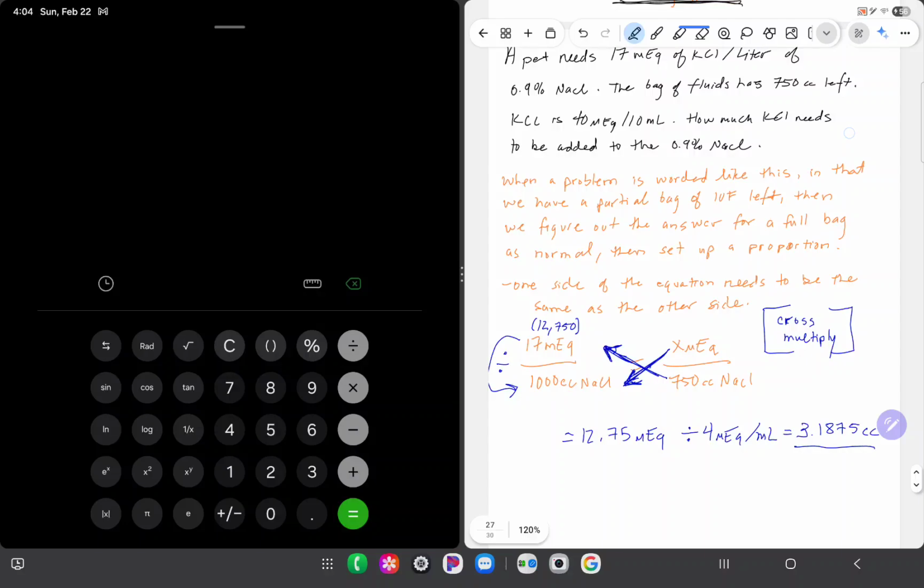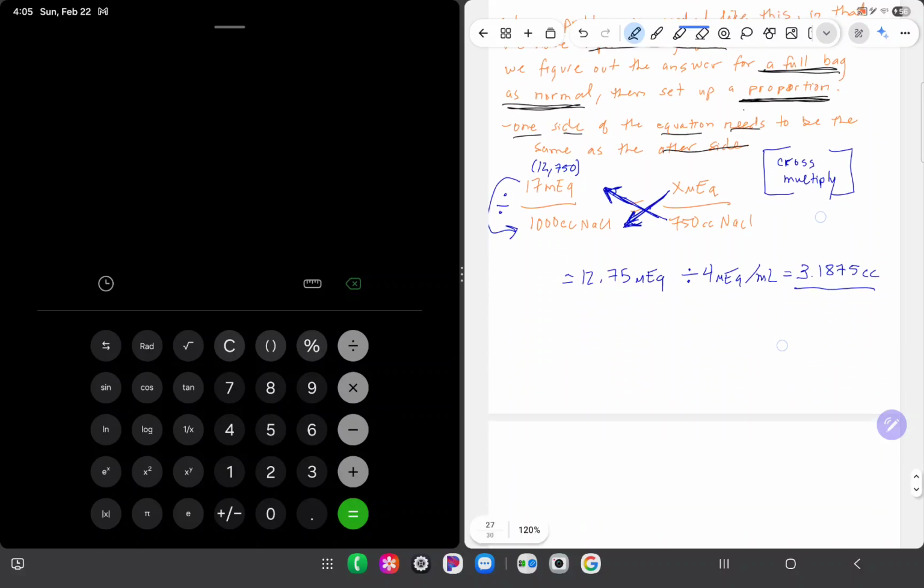All right? So when a problem is worded like this, in that we have a partial bag of IV fluids left, then we have to figure out the answer for a full bag as normal. We'll do that part first, and then we set up a proportion. Okay? A proportion is when one side of your equation has to be the same as the other side when we get done with the math.